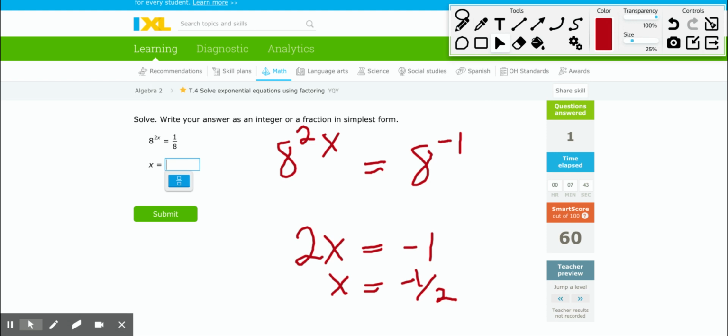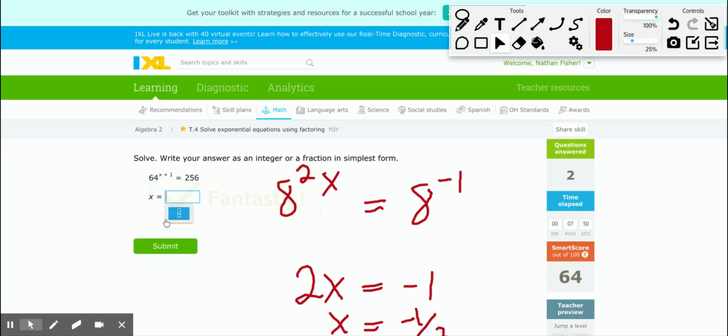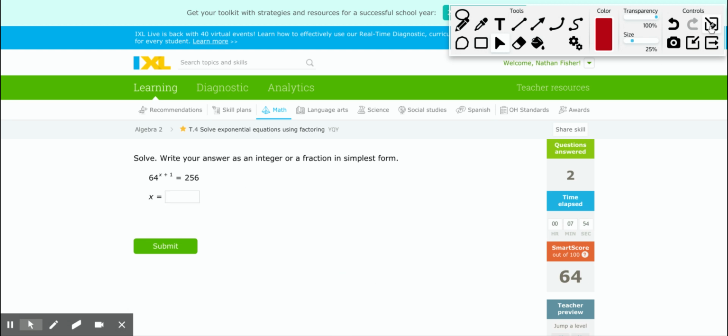Let's go ahead and type that in, negative. You can use this button, but I believe you can also just type 1/2, and that should work too. Let's see. Fantastic. Okay, let's look at something like this one.